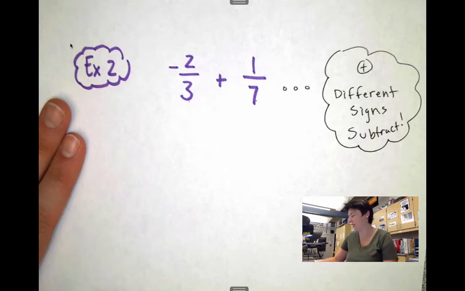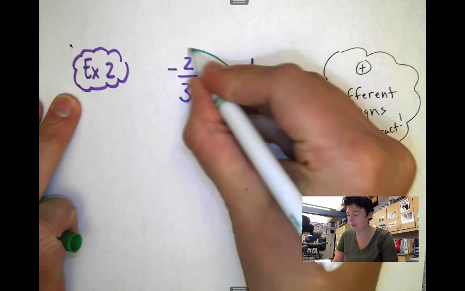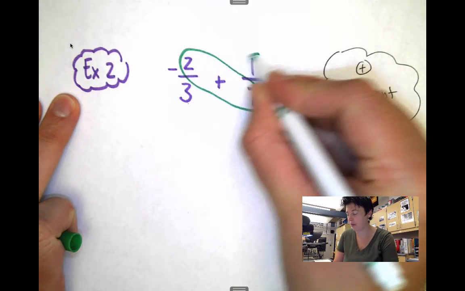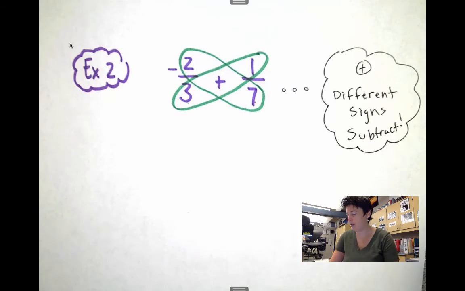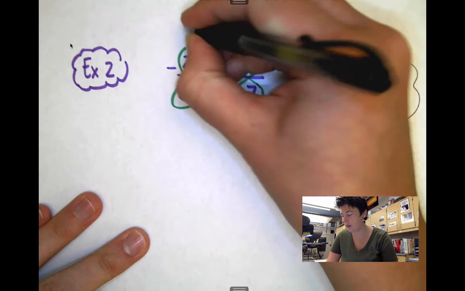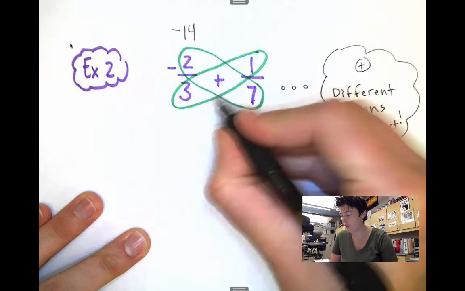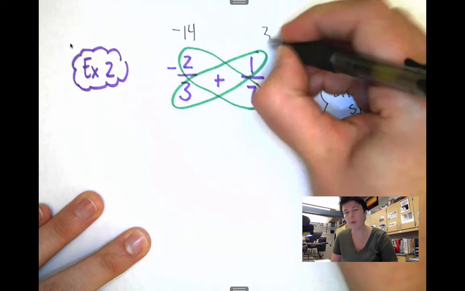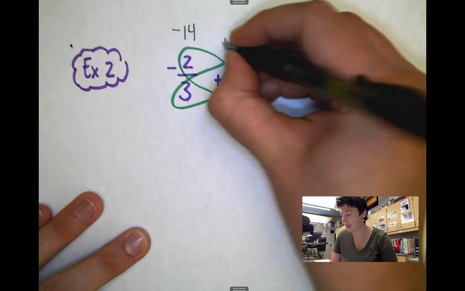I'll use a different color here so you can see it. I'm going to take 2 times 7 and 1 times 3. And you can see the wings of my butterfly. Now, 2 times 7 is 14. Of course, it's a negative because of the negative sign. And 3 times 1 is 3. So there's the antennae of my butterfly. And we're going to be adding those together.